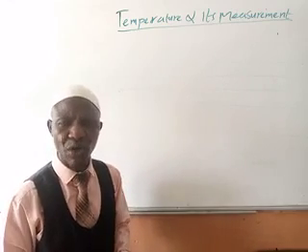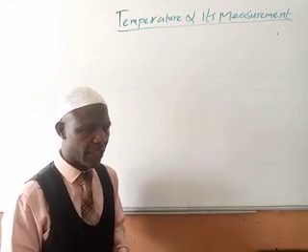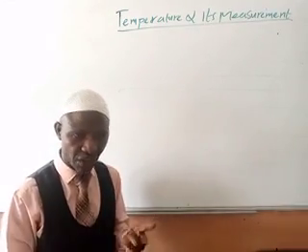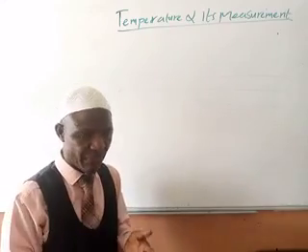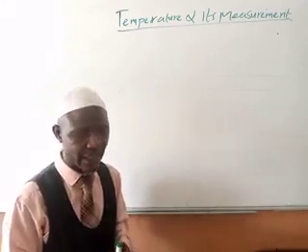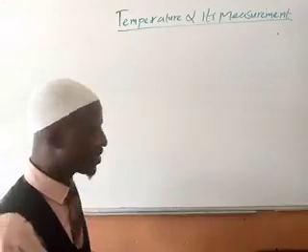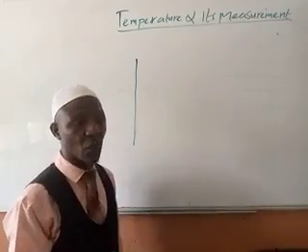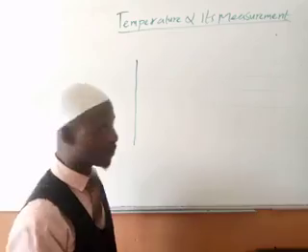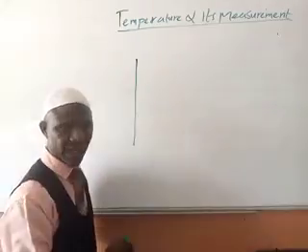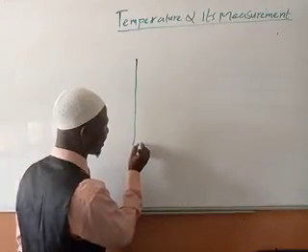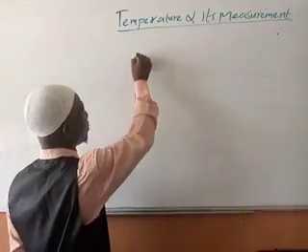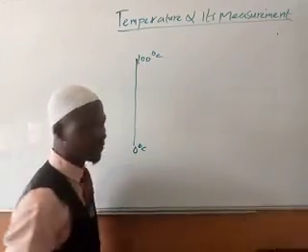What are the scales that we normally use in thermometer? We have three major scales. We have Celsius scale, Kelvin scale, and Fahrenheit scale. Each scale, don't forget, has its own upper fixed point and lower fixed point. For the Celsius, the lower fixed point is 0 degrees centigrade, while the upper fixed point is 100 degrees centigrade. That is for Celsius.